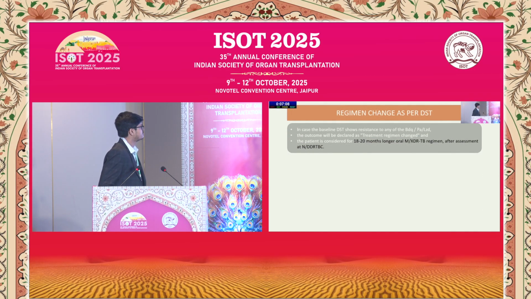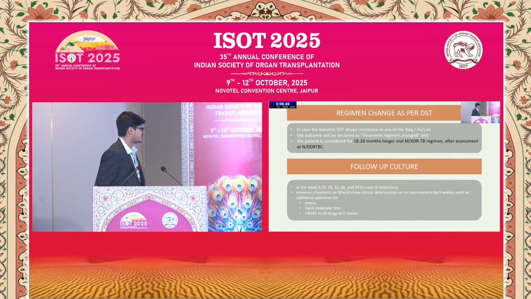So after we start the BPAL regimen and the baseline drug sensitivity test result comes with resistance to any of bedaquiline, pretomanid or linezolid, we have to label it a treatment regimen change, and we have to go ahead with the 18 to 20 months longer oral XDR tuberculosis regimen.